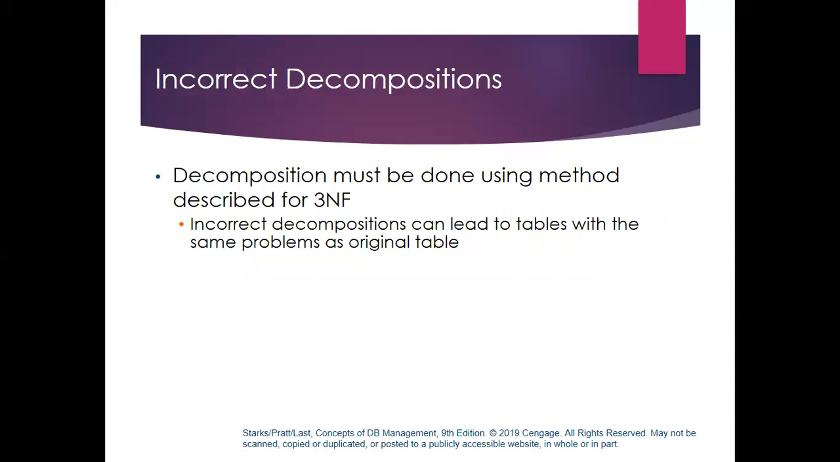Incorrect decompositions. Decomposition is the process of normalizing a table by breaking down the relations into progressively finer levels of detail. Decomposition must be done following the steps stated for converting a table in second normal form to a table in third normal form. Incorrect decompositions can lead to tables with the same problems as in the original table.